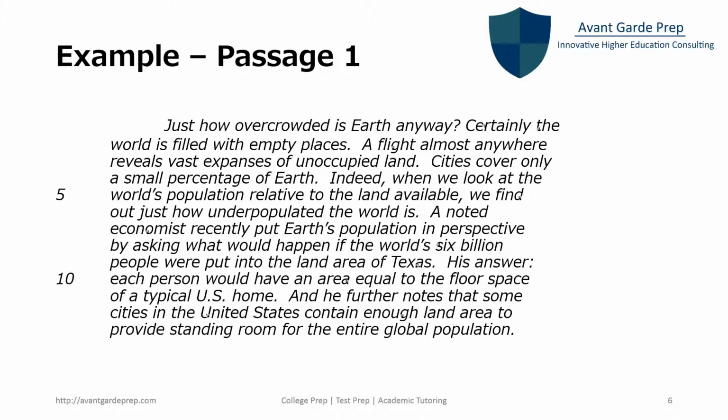world is. A noted economist recently put Earth's population in perspective by asking what would happen if the world's 6 billion people were put into the land area of Texas. His answer? Each person would have an area equal to the floor space of a typical U.S. home. And he further notes that some cities in the United States contain enough land area to provide standing room for the entire global population.